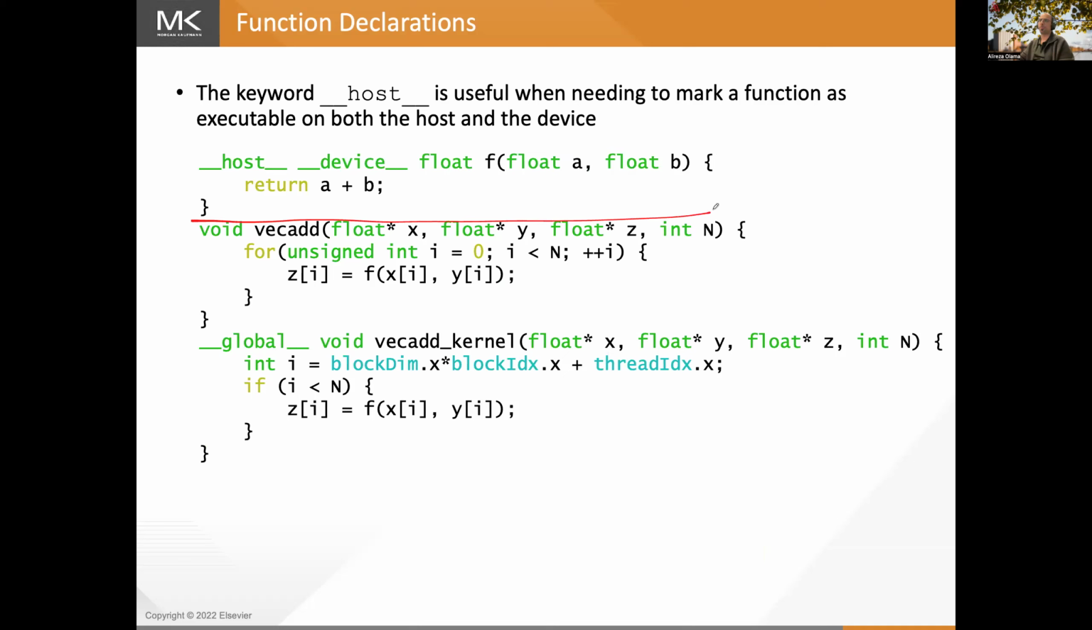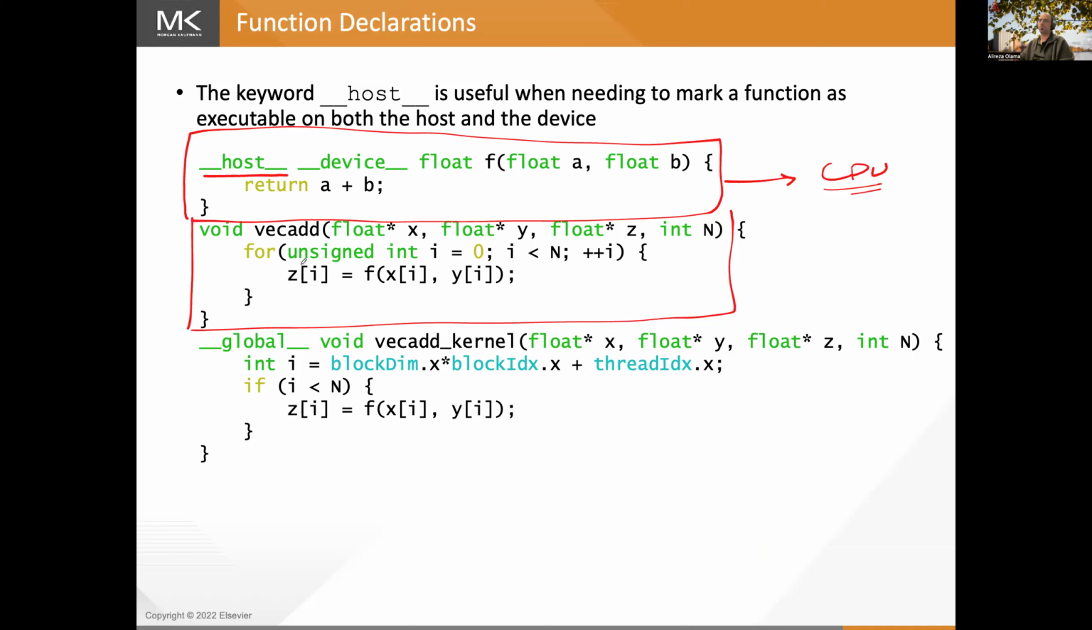So this function is annotated with the host keyword, right? So it is run on the CPU. Here we didn't annotate the function, so by default, again, it is run on the CPU. But here we have a global, so it launches a kernel, right? All right. So make sure that in your code you define these keywords correctly, otherwise the compiler may be confused when it wants to compile your code.